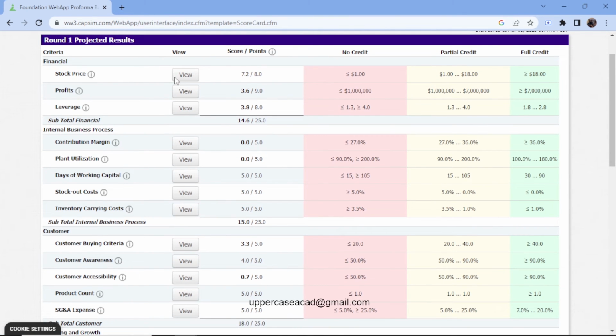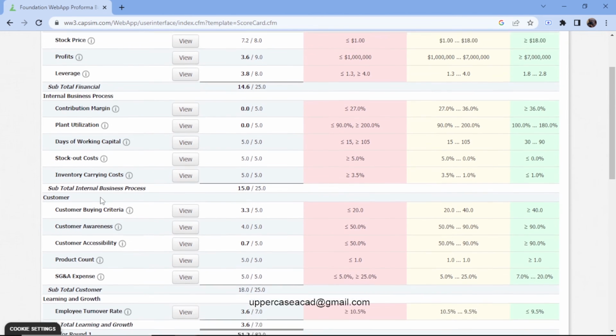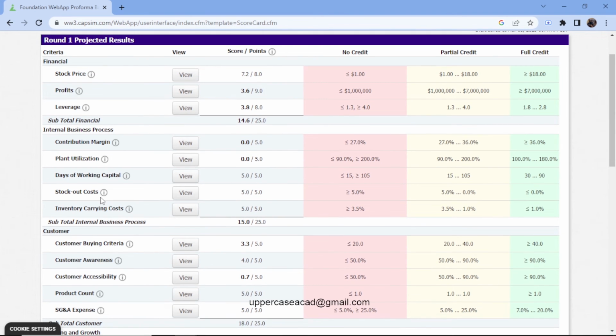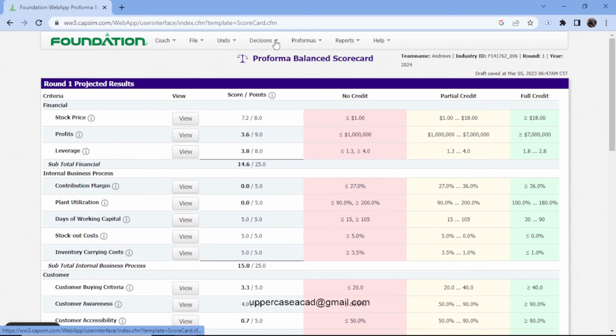You see that my stock price is 7.8 out of 8. My profits score is 3.6 out of 9. My leverage is 3.8 out of 8. Before I go into finance, I have to look at two areas, the leverage and the days of working capital. My days of working capital is 5, and my leverage is 3.8. So let me go to finance.